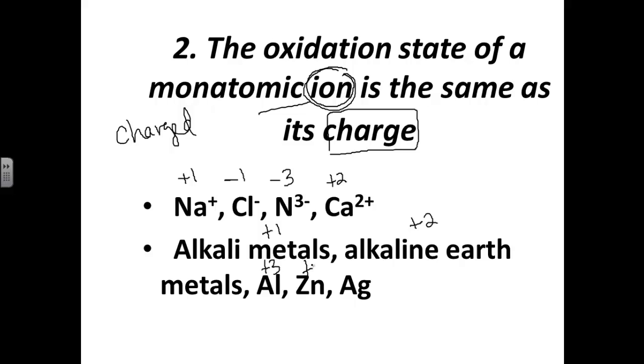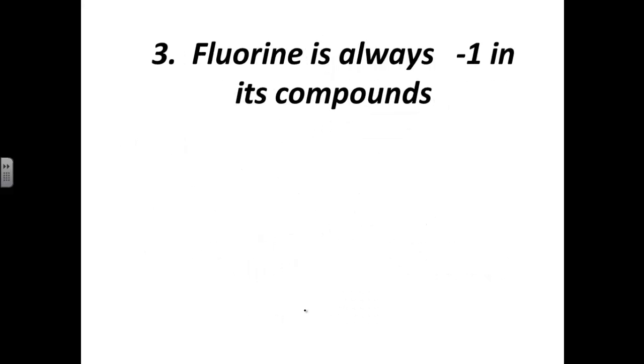Okay, not if it's all by itself. Zinc is always going to be +2 and silver is always going to be +1. So these are ones that we want to familiarize ourselves with, in that they won't change. They don't have multiple oxidation states or multiple ions.